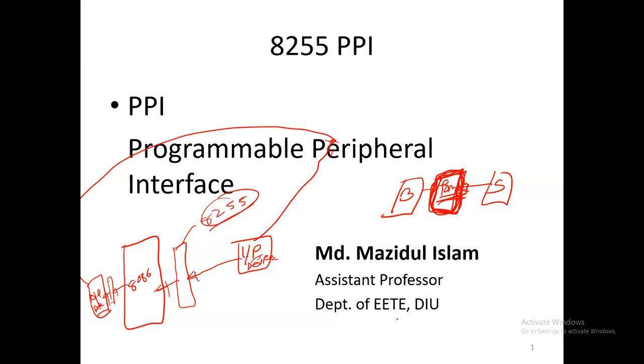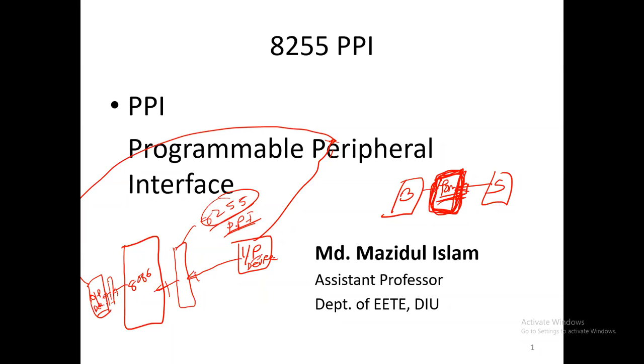Hey, Deba, yes sir, can you understand? Can you understand the PPI? PPI, programmable peripheral interface, peripheral device interfacing. Yes sir, controller.